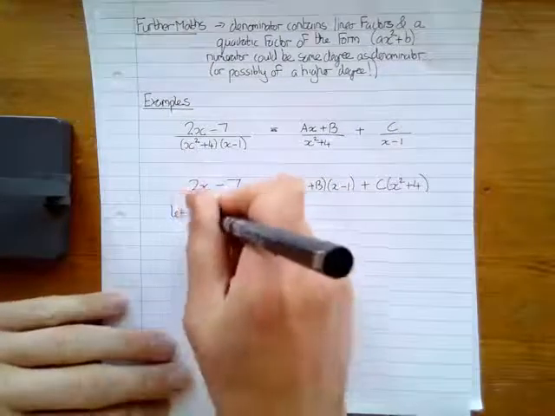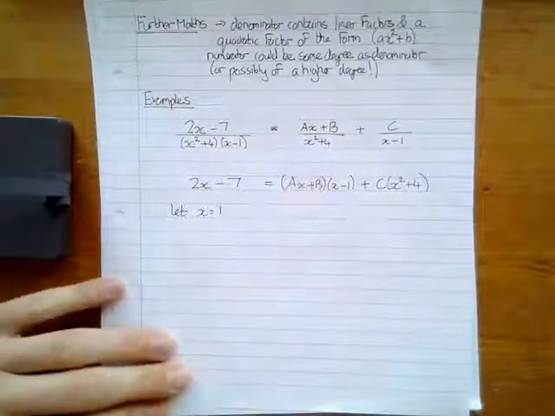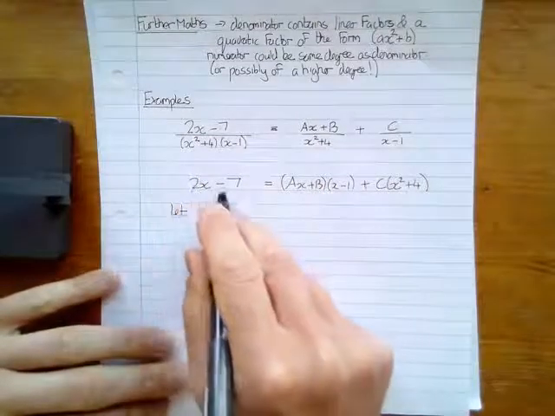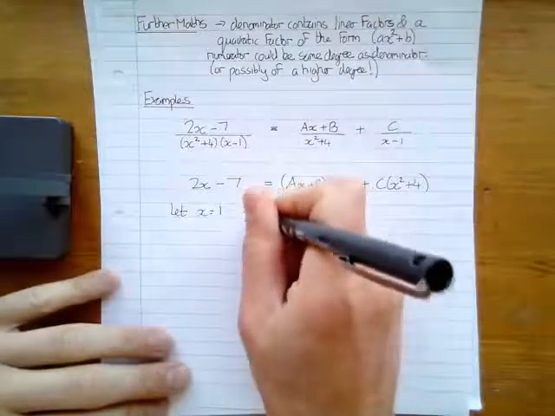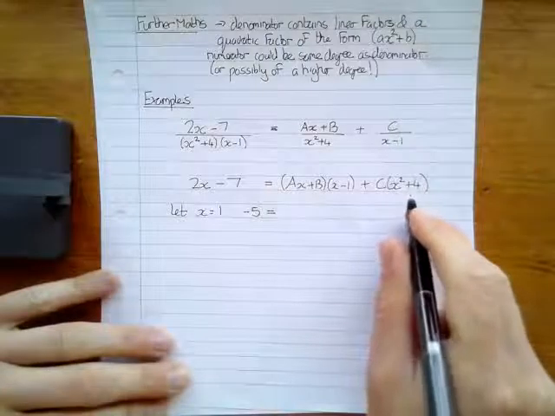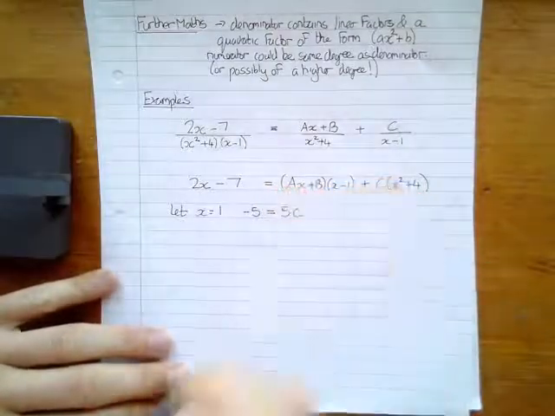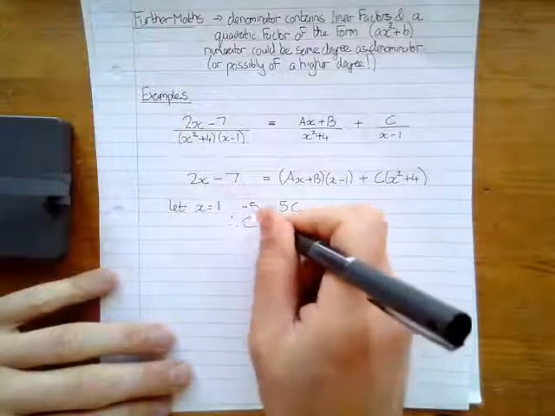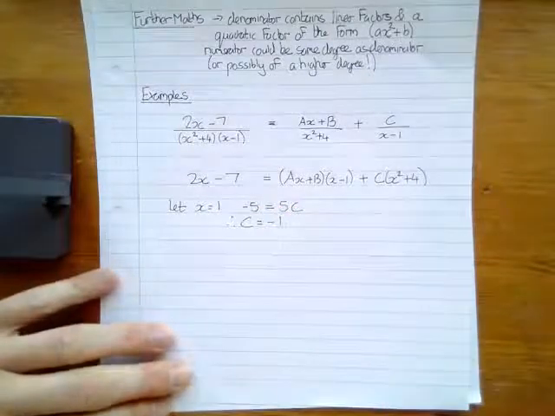So if I let x equal 1, then on the left I will get 2 times 1 minus 7, which is minus 5, and on the right I will get 5c, like so. Therefore c is equal to minus 1.